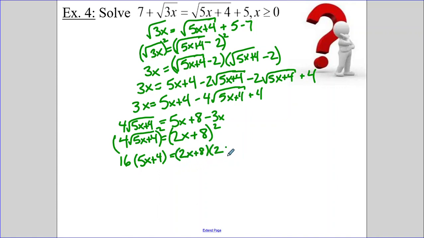twice. 2x plus 8. So 16 times 5 gives me 80x, and 16 times 4 is 64. Equals 4x squared plus, looks like 16x and 16x, so outside and inside terms, and then my last term is 64.